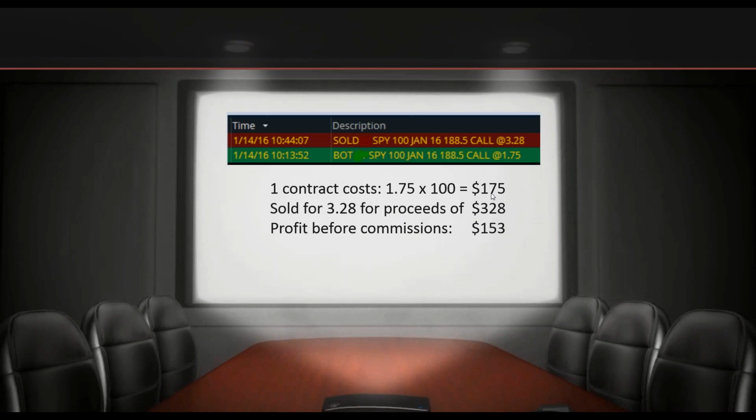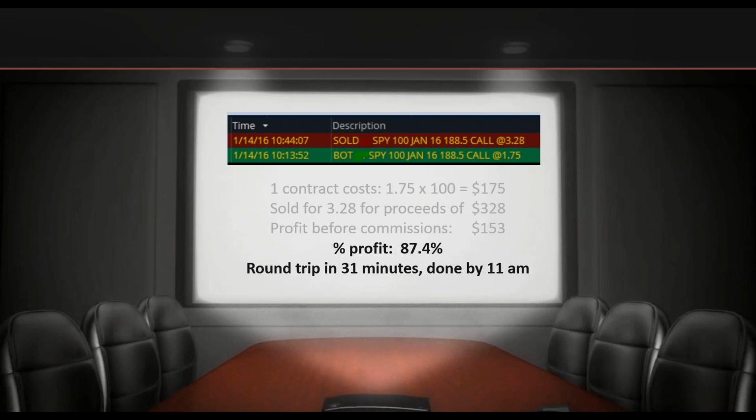Now, for the sake of this discussion, I'm going to exclude the commissions. There's going to be a little bit of money going through to the broker for his commissions, okay? I sold this for $3.28, so my proceeds were $328. The cost was $175. My profit before commissions was $153. This is on one contract, folks. That's a percentage profit of 87.4%.